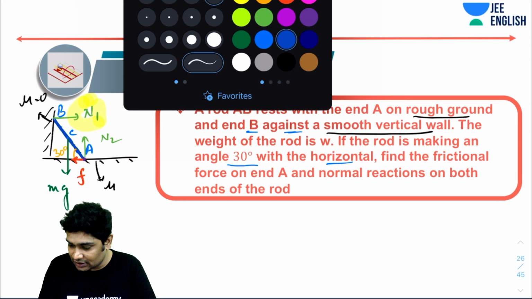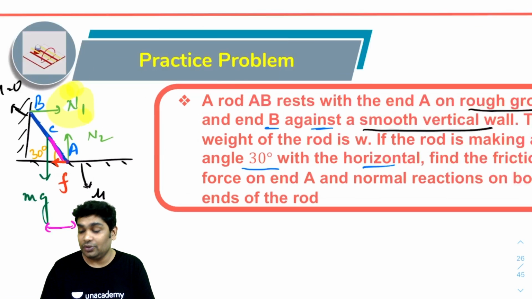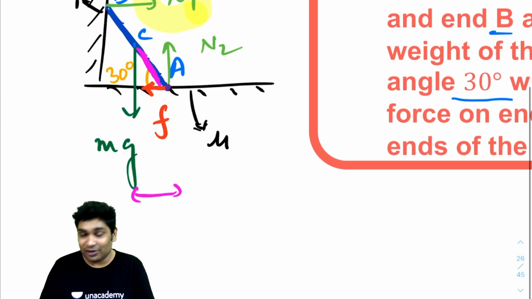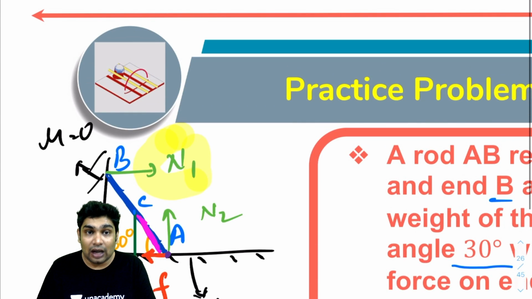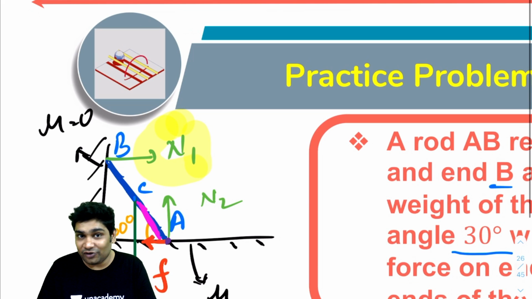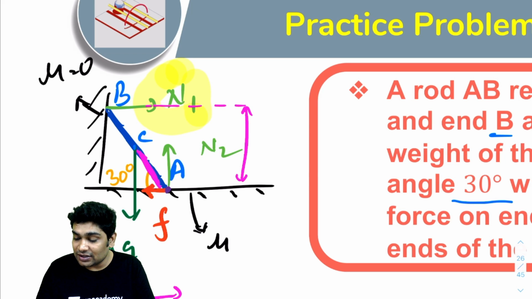Let's use this color. The perpendicular distance would be this. And this would be L by 2, this would be L by 2 cos 30. I hope you guys can see that. And this perpendicular distance would be L by 2 cos of 30. How about the perpendicular distance of A from N1? Fine. This also, this is it. This entire thing was L times sine 30.